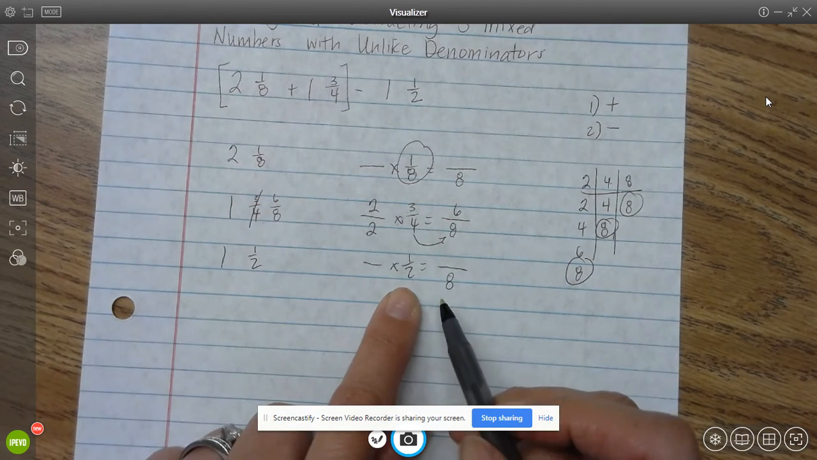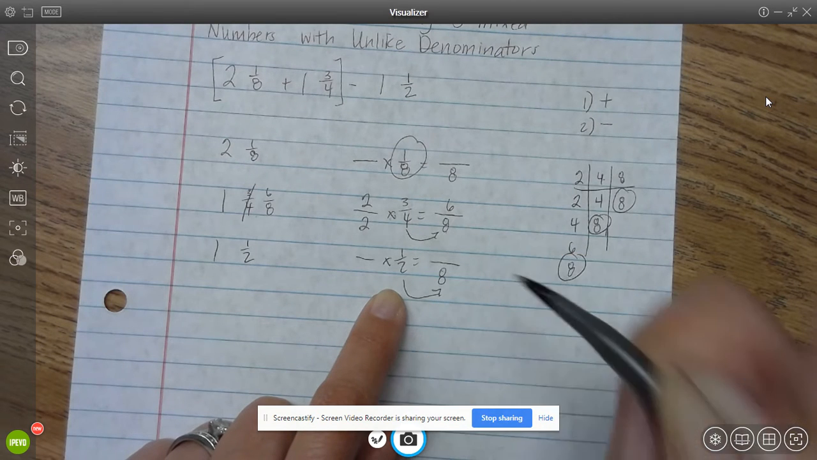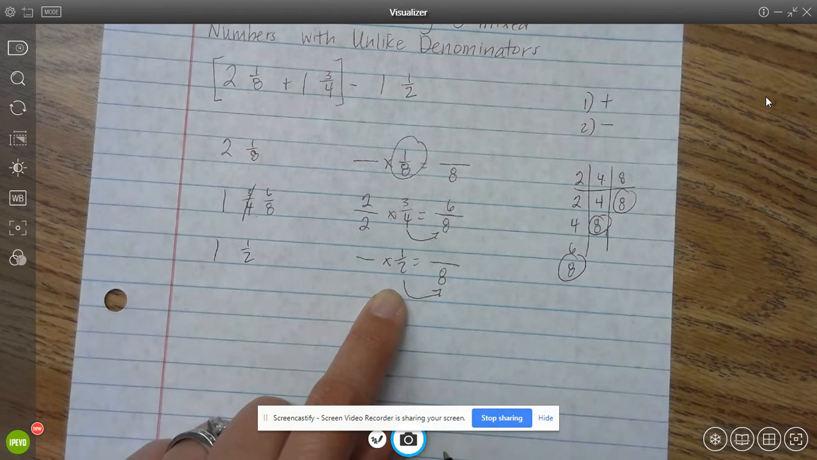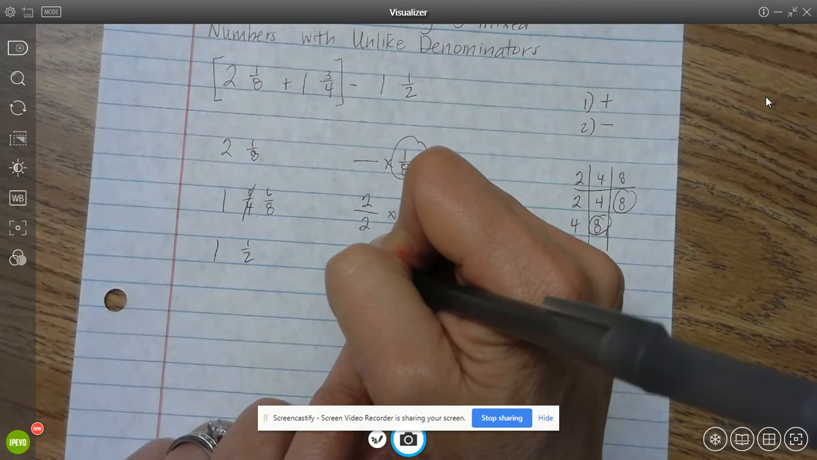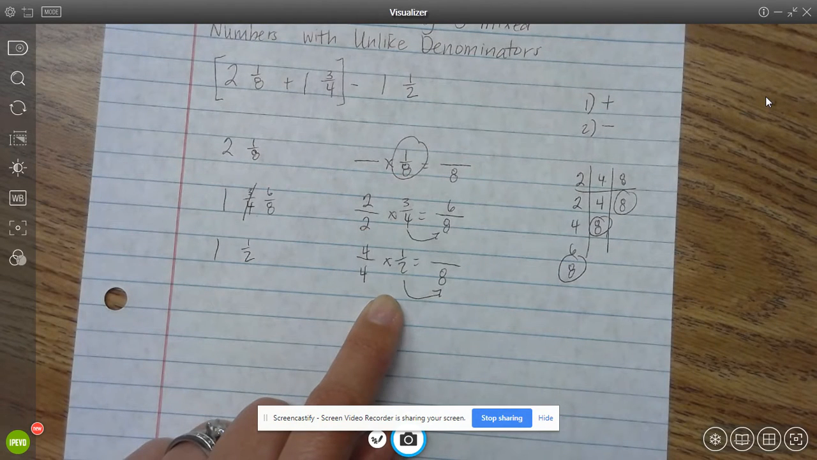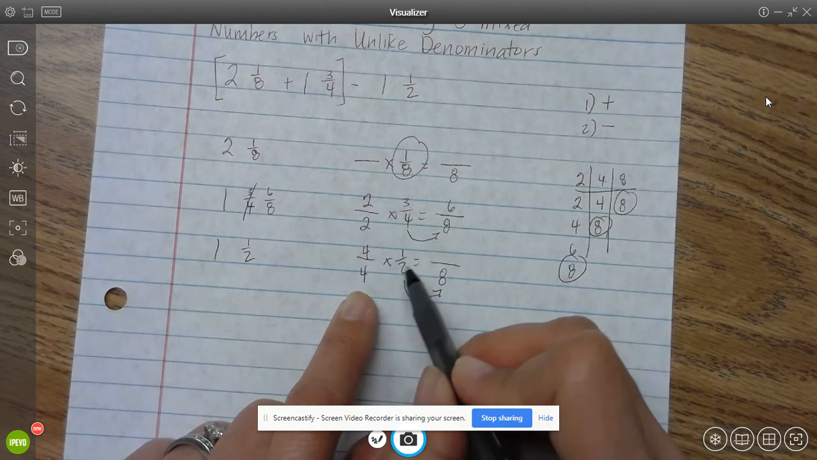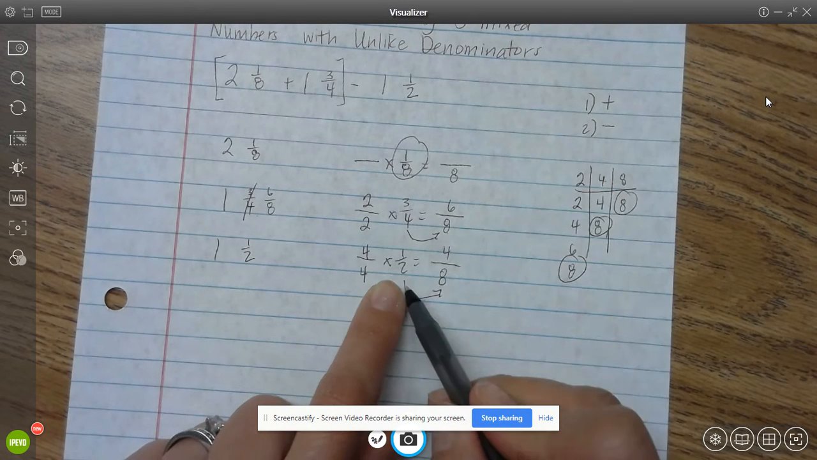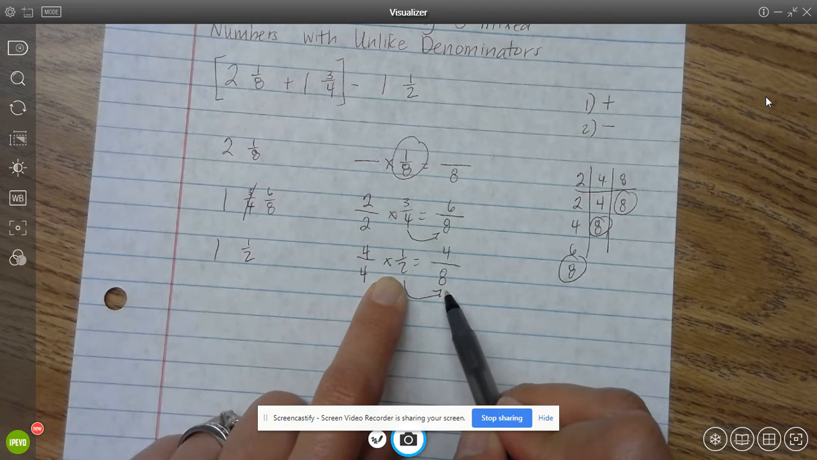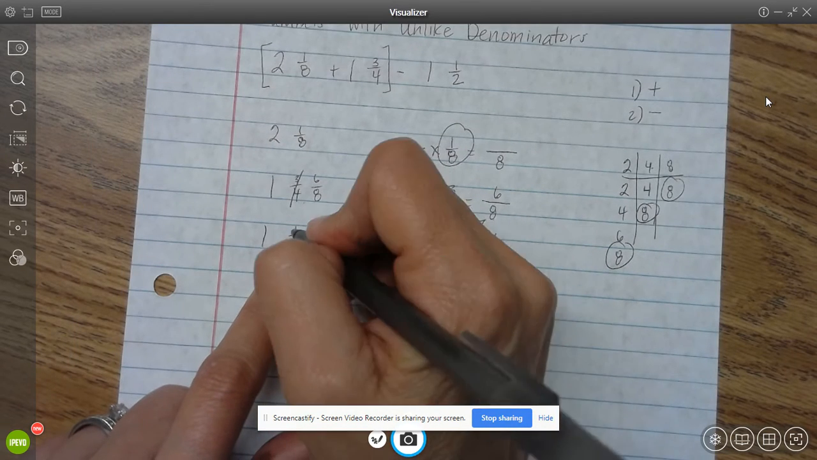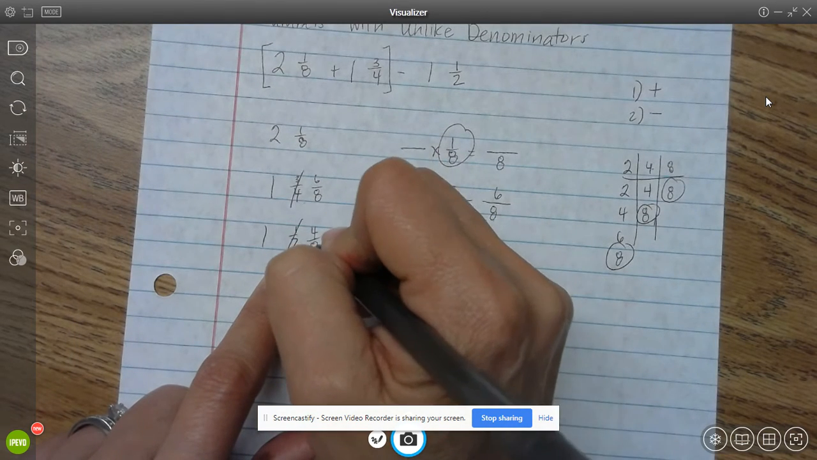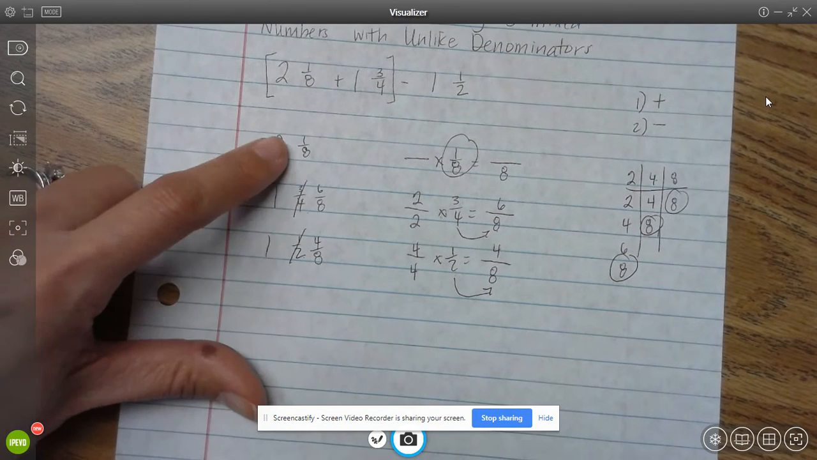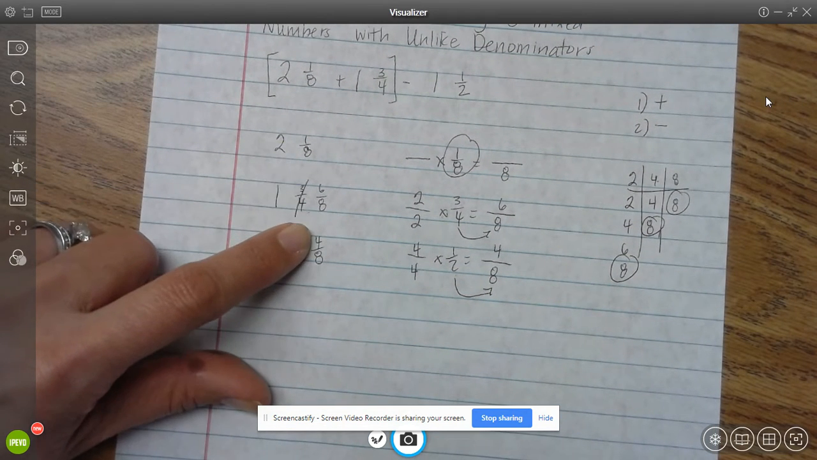And then I'm going to do the same thing to 1/2. How do I get from a 2 to an 8? 2 times 4 is 8. So my equivalent to 1 is 4 over 4. And then I multiply across. 4 times 2 is 8. 4 times 1 is 4. So 1/2 is equivalent to 4/8. So I'm going to cross off the 1/2, and I'm going to make it 4/8. Okay, now I've created mixed numbers with like denominators.